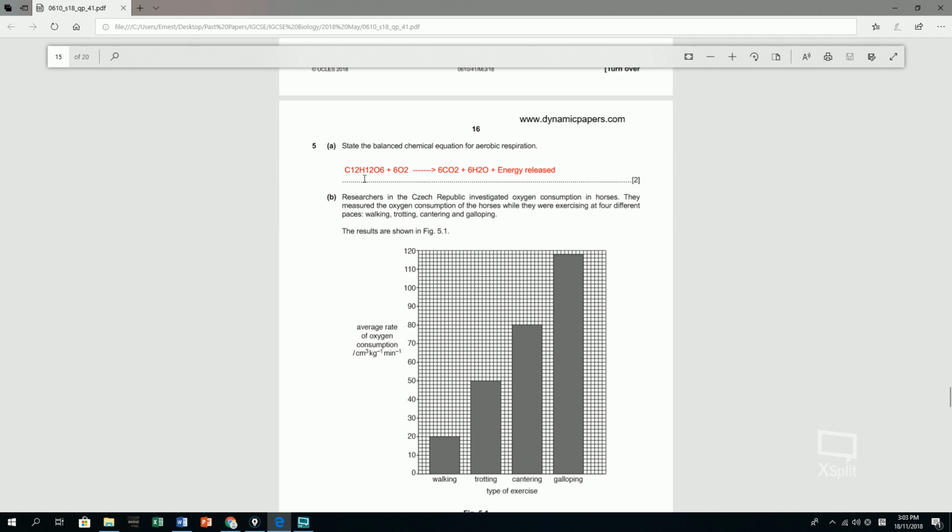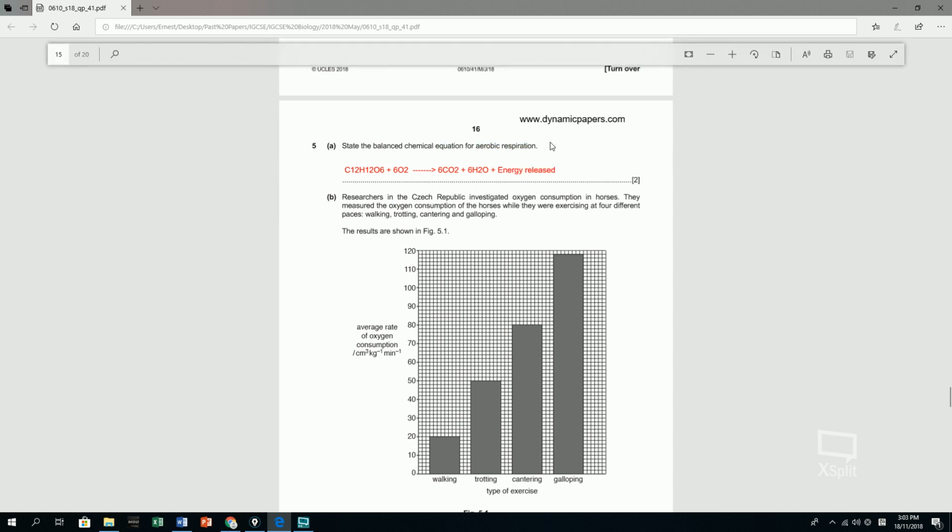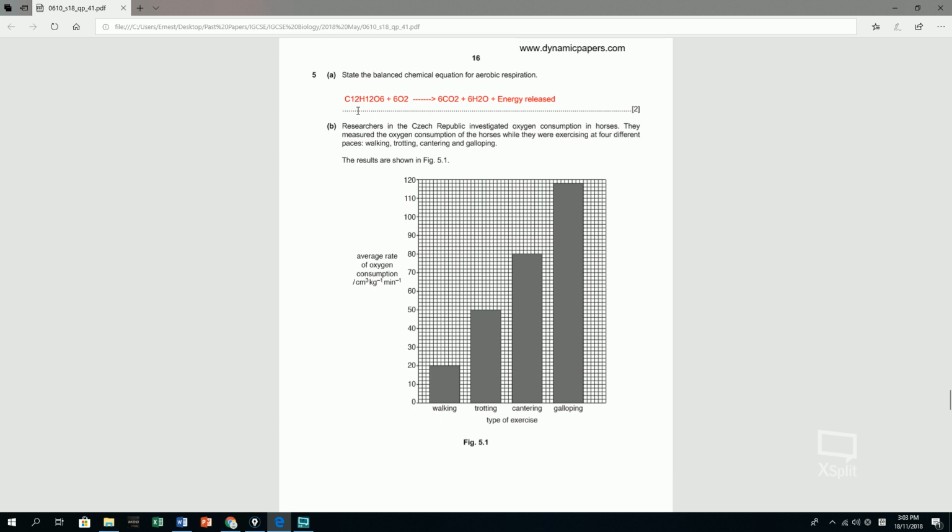Moving on to this question here, seemingly about respiration. It asks you to write a balanced equation for aerobic respiration. Pretty simple stuff here. Of course, the numbers are actually meant to be written down smaller, but I couldn't change the font size of individual characters, so that's why it looks a little bit odd at the moment.